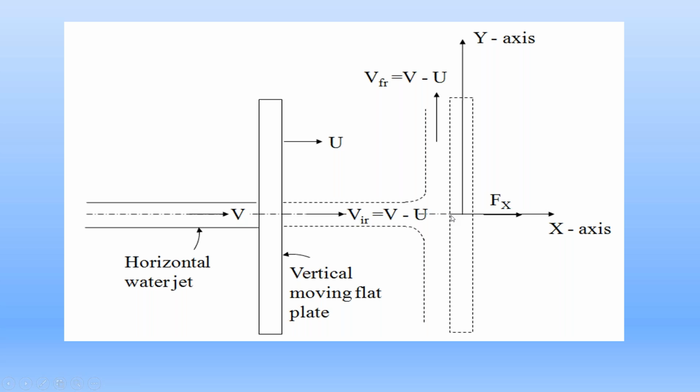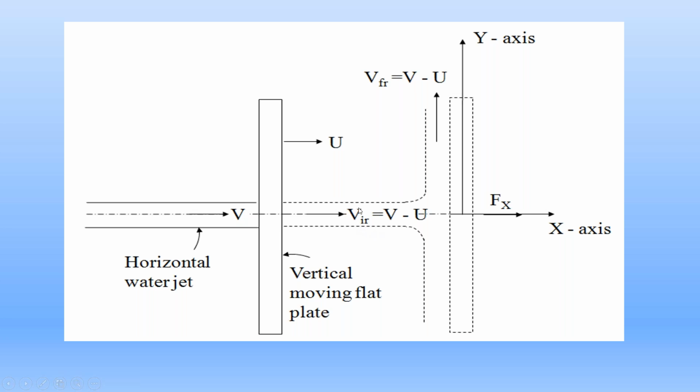So the water jet after striking the plate will move on the surface of the plate in the vertical direction because the plate is vertical. Since there is no loss of energy after striking, the water is moving on the plate with the same relative velocity V minus U. So just before striking, the relative velocity is V minus U. Since there is no loss of energy after striking also, the water jet moves on the surface of the plate in the vertical direction with the same relative velocity V minus U. Take that as the final relative velocity.